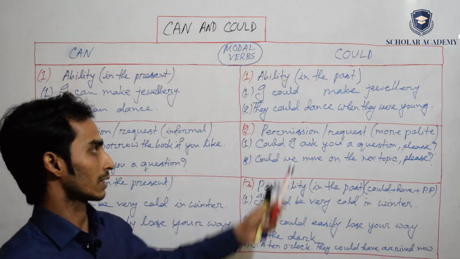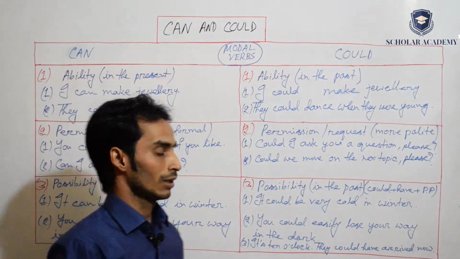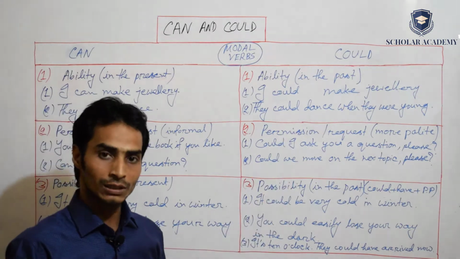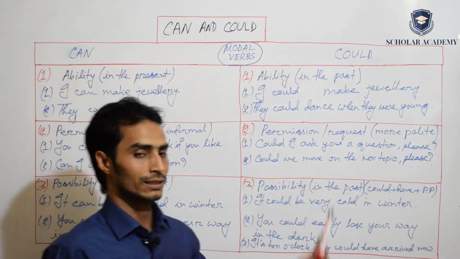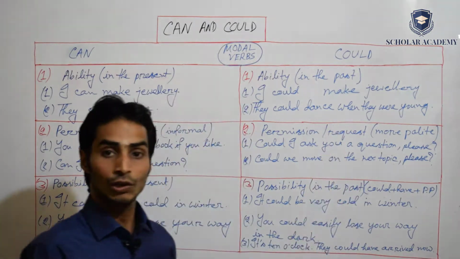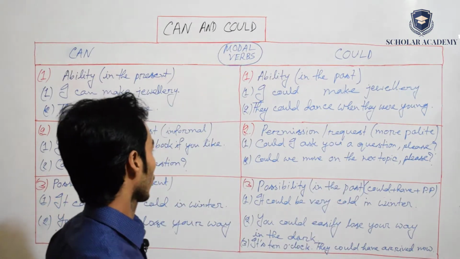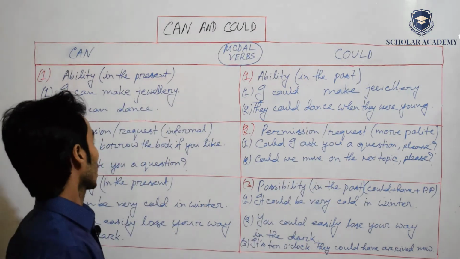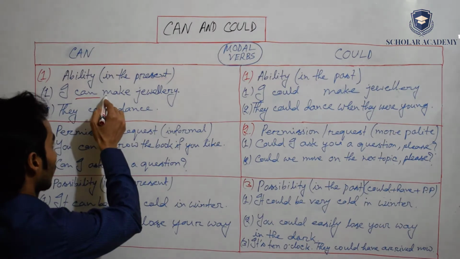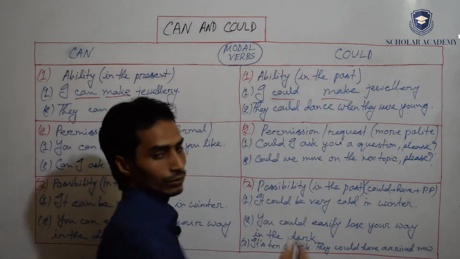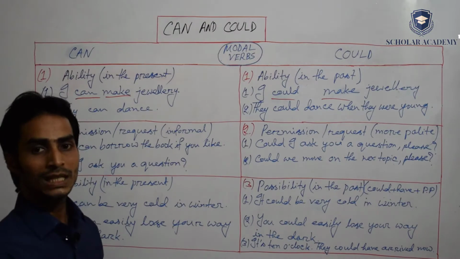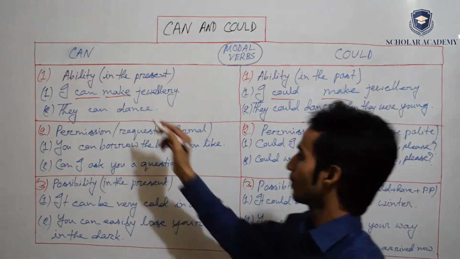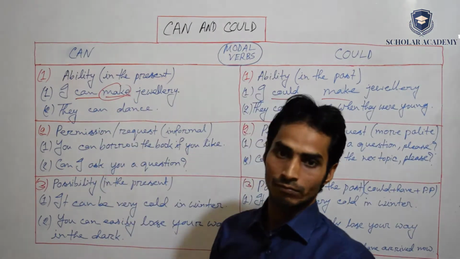They could dance when they were young. That means once upon a time when they were young, they were able to dance, but a long time has passed, that's why they are not able these days. So remember, dear students, that after can and could, you will have to use the base form of verb.